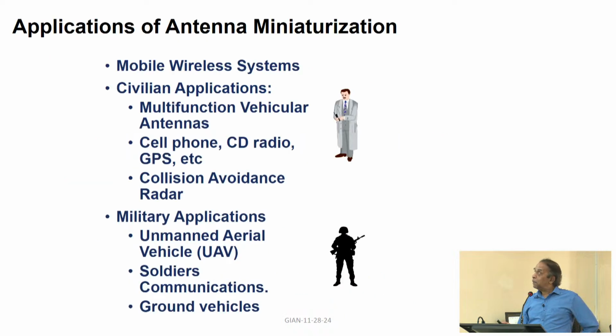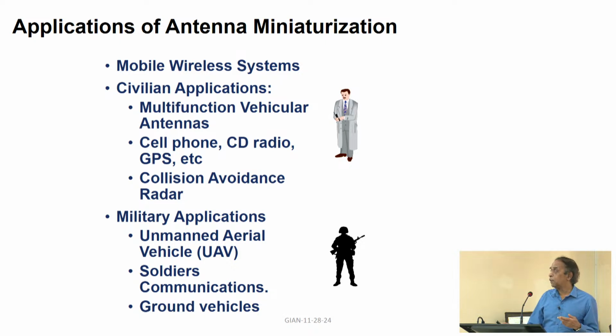So you come across antennas in every application, both civilian and defense oriented. For civilian applications, the cell phone that you use every day and every minute has an antenna. It has to receive signals and also transmit signals. And also you have the TV, radio, and GPS. And in the car, if you have collision avoidance radar, that has an antenna too.